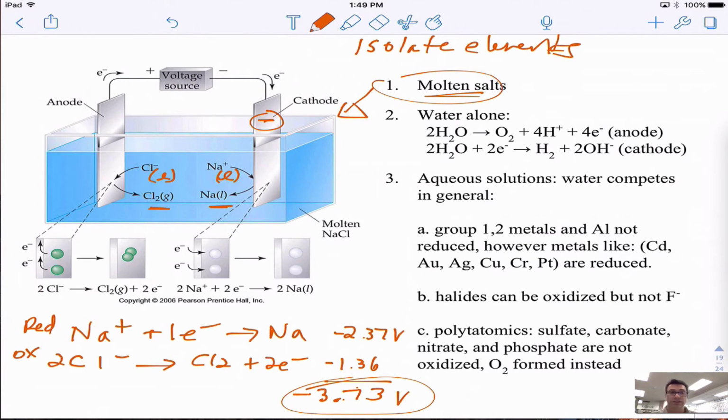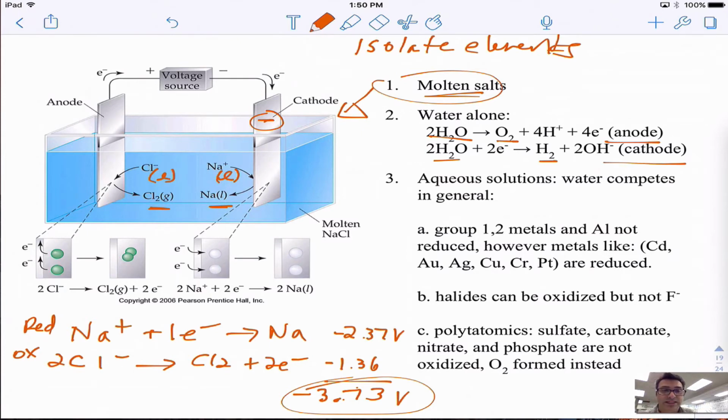Although it takes energy to melt that salt and then energy to do the electrolysis, the purpose is to get these elements by themselves. Now, we could also do this with water, and we could actually take water and electrolyze it. We could take water and form oxygen, and we could take water and form hydrogen. The oxygen being oxidized, that is an oxidation, and the H2 being produced is a reduction. So the oxygen's made at the anode, the hydrogen's made at the cathode.